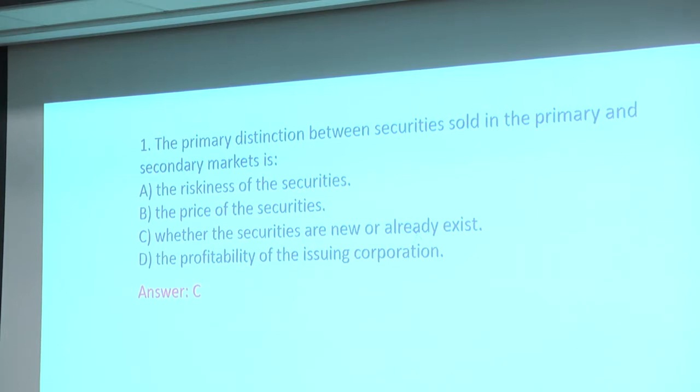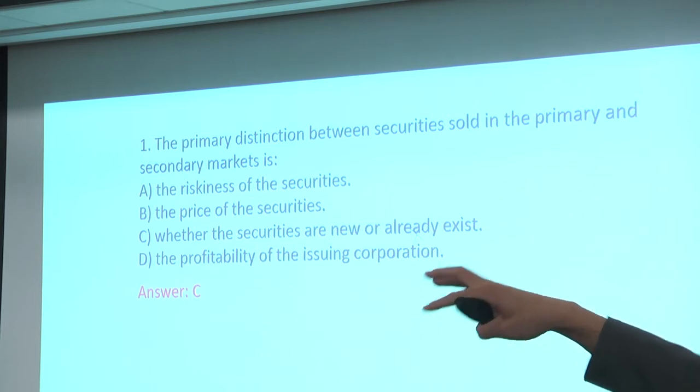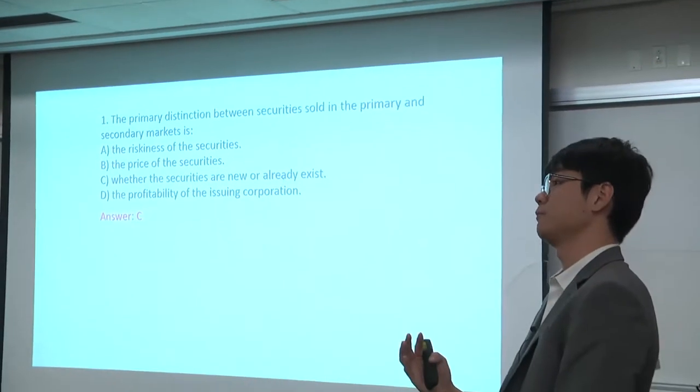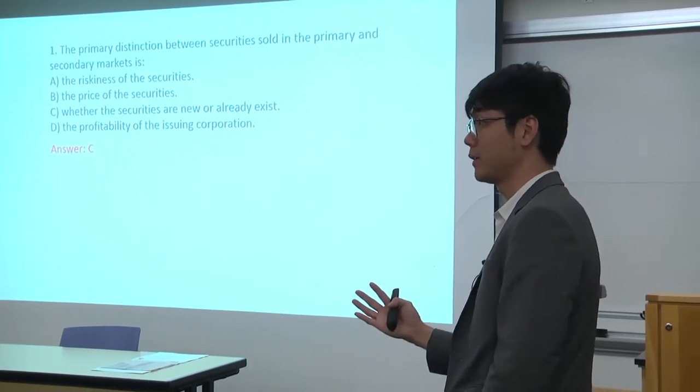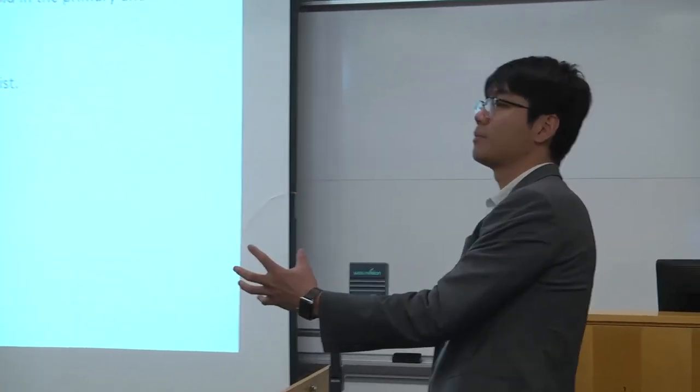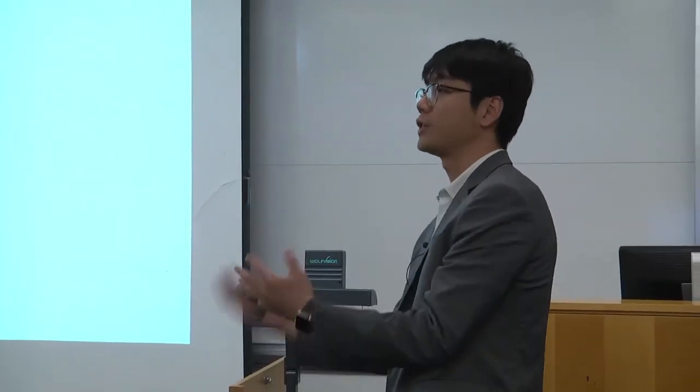So when a company does an IPO, it's in the primary market first, right? IPO, initial public offering, is when the company first sells its shares publicly. So they do it in the primary market, and then the shares go to the secondary market. People can trade the shares there.